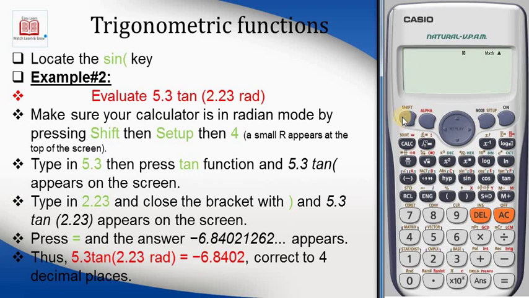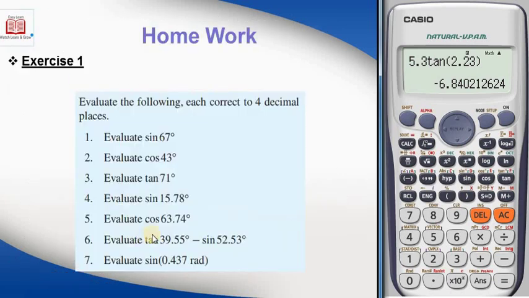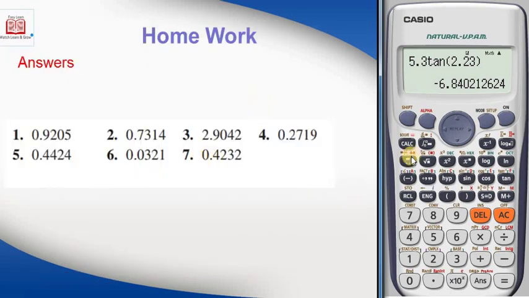So first of all, we need to change the mode of our calculator from degrees to radians. Then just press 4 here. Now the small r shows that our calculator is in radians mode. So just press 5.3 and tan. Here it is the tan. This is sine cos tan, and 2.23. This RAD, we are not typing this. This is just to show that it is in radians mode, and this is the answer. If you want to correct it to 4 decimal places, then this is the answer, and this is your homework exercise.